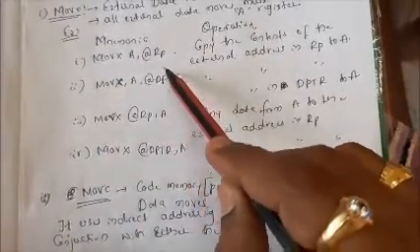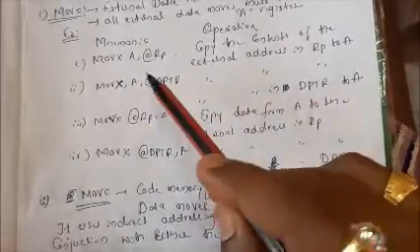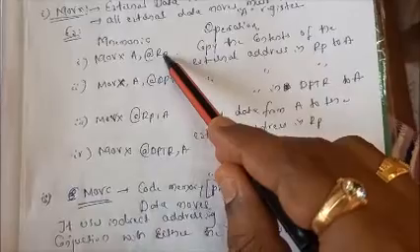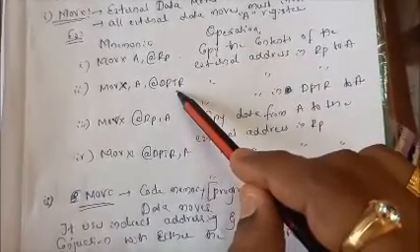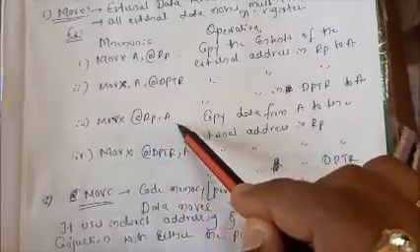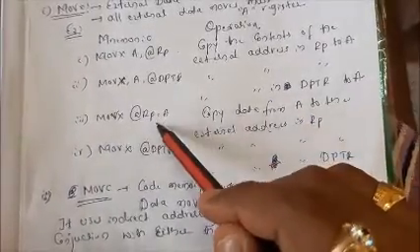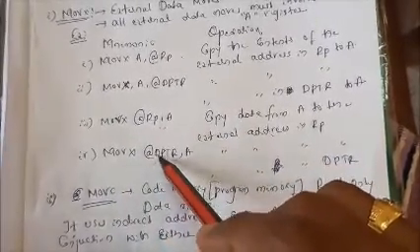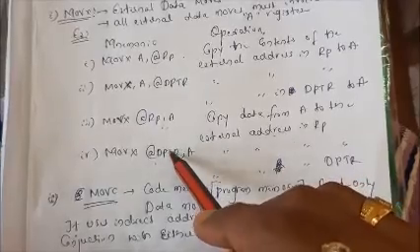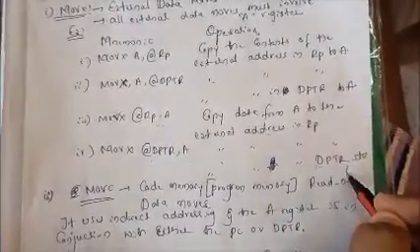Similarly, MOVX A, @DPTR copies the contents of the external address held by DPTR to the accumulator itself. Try to understand, DPTR is the 16-bit register and R0 and R1 are 8-bit registers. So the 8-bit register can access only 00 to FF, while DPTR can access a maximum from 0000 to FFFF. In the third one, MOVX @RP, A copies the data from the accumulator to the external address held by RP, that means R0 or R1. MOVX @DPTR, A copies the data from the accumulator to the address location held by DPTR.